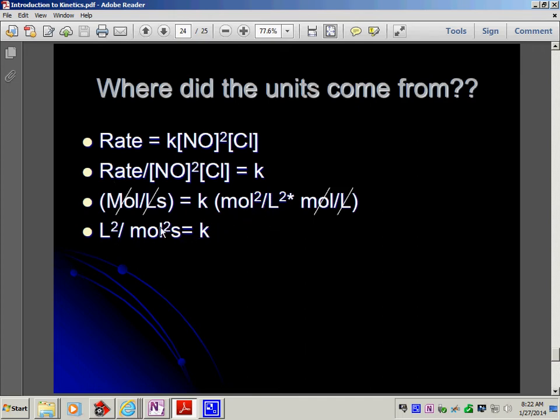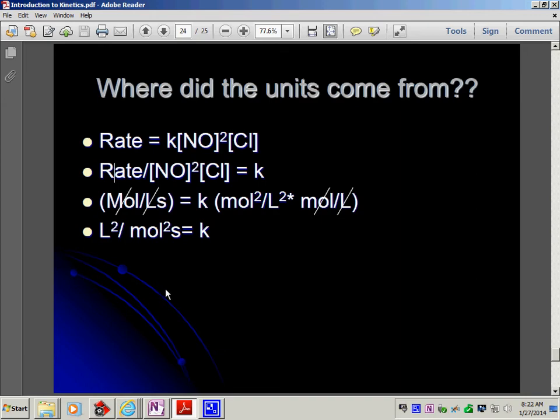So when you divide them out, now I get, when you divide a fraction, you multiply by the reciprocal. Okay, so that's why it gets flipped over here. So liters goes on top, moles goes on bottom, and the second stays on the bottom. So it's liters squared, moles squared, divided by seconds equals K.